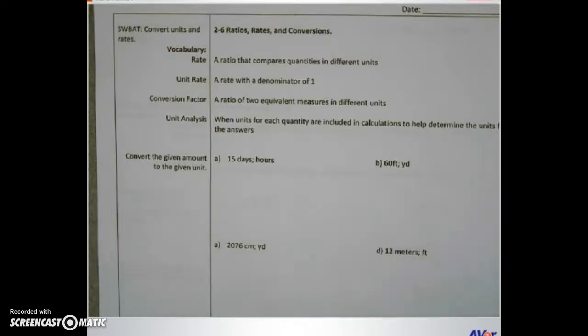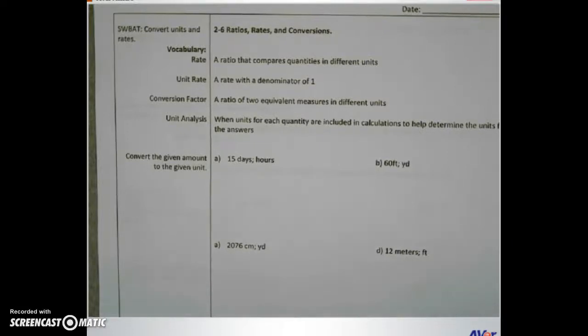For example, 12 inches equals 1 foot. That is a conversion factor. 16 ounces equals 1 pound. That's a conversion factor. Unit analysis. This is when the units for each quantity are included in calculations to help determine the units for the answers. We're going to be doing that today.